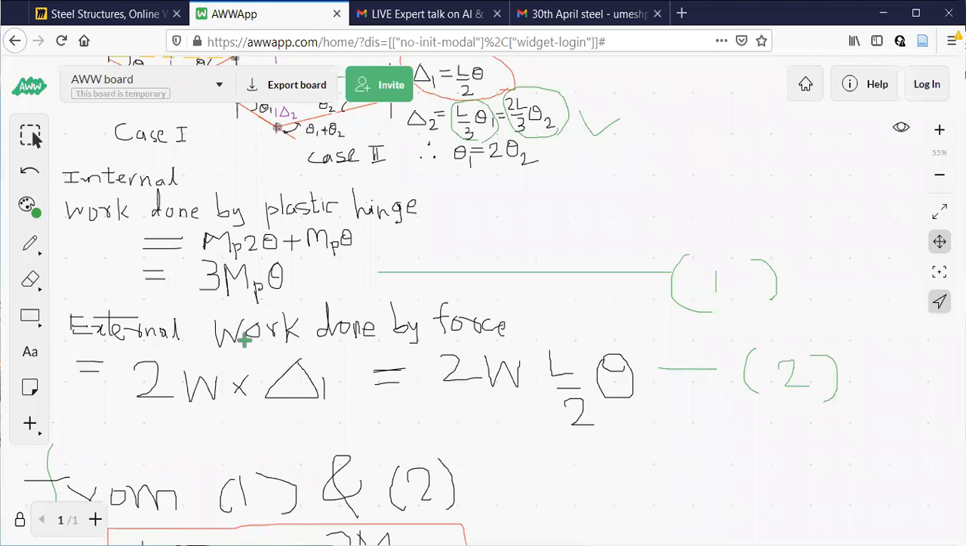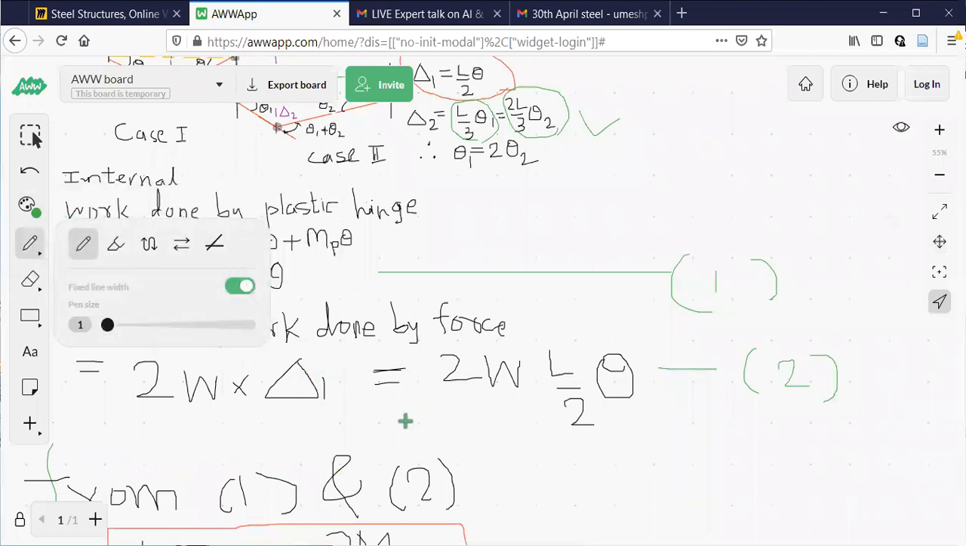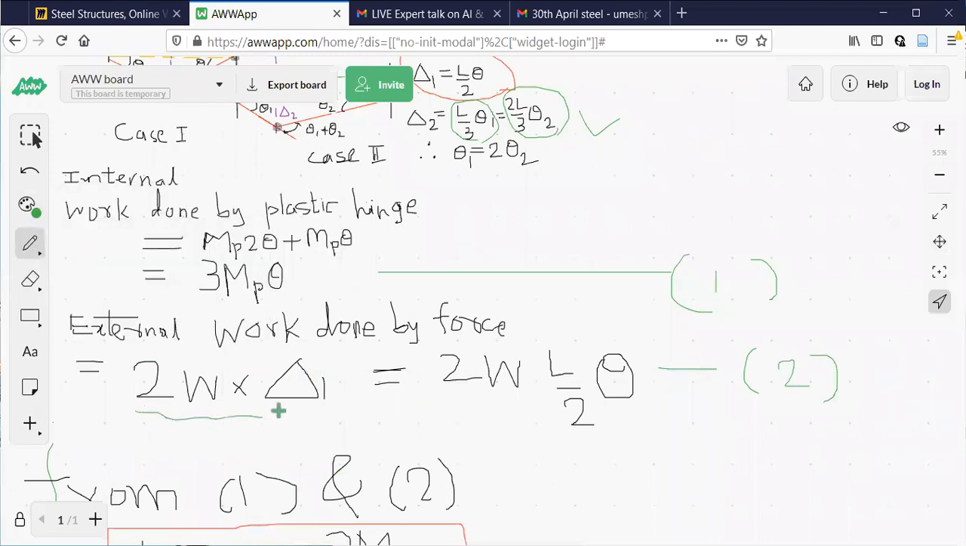By the principle of virtual work, equate these two, find out the value of WC. So let us see, if you want to start with external work done first, force into displacement, 2W into delta 1. Force into displacement. I think I don't need to explain much here.